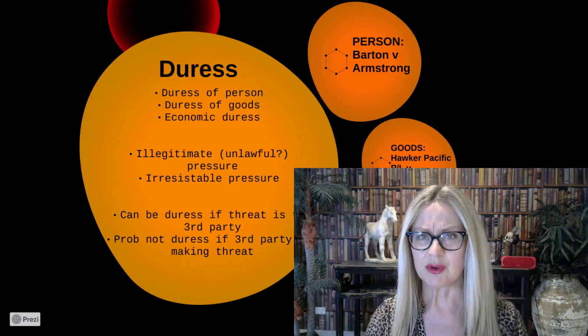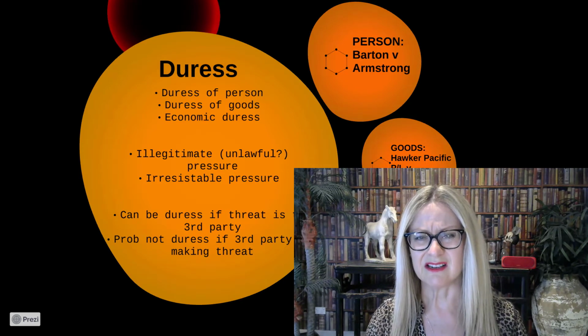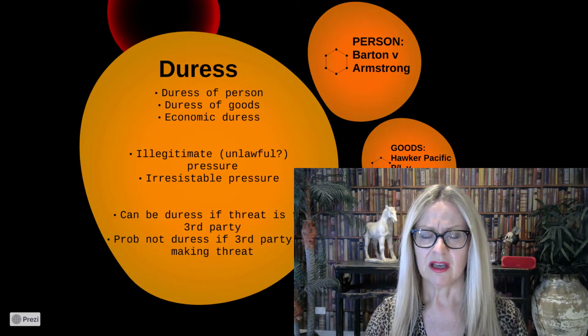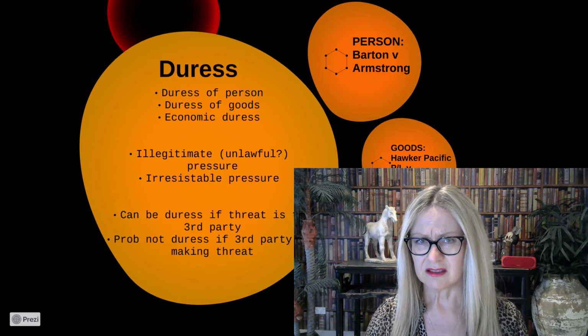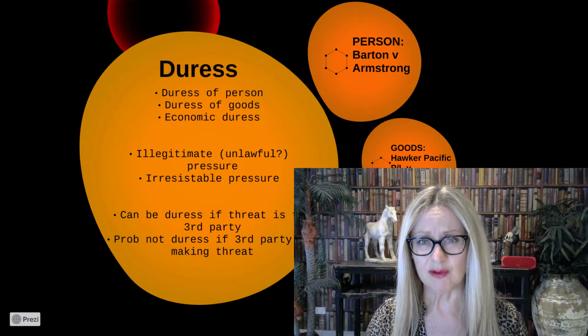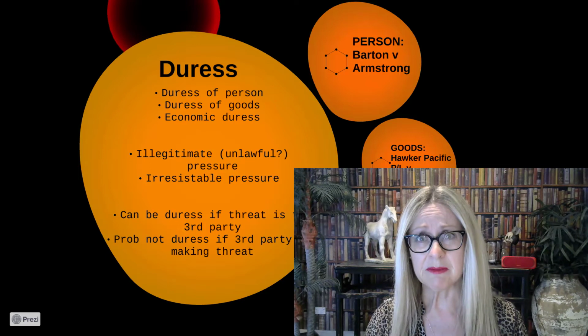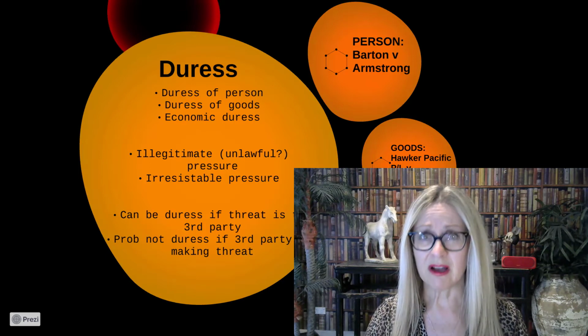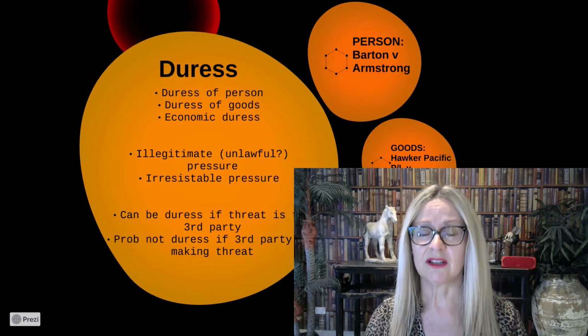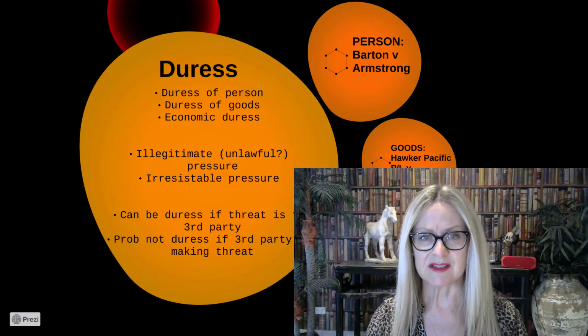Subsequently, there was a bit of talk about, what exactly is illegitimate pressure? Bit of a vague term, really. What does it mean? Does it mean something that's actually unlawful, or is it something a bit less than that? Where are the boundaries? Are there any boundaries? We kind of really need boundaries in a vitiating factor like this.